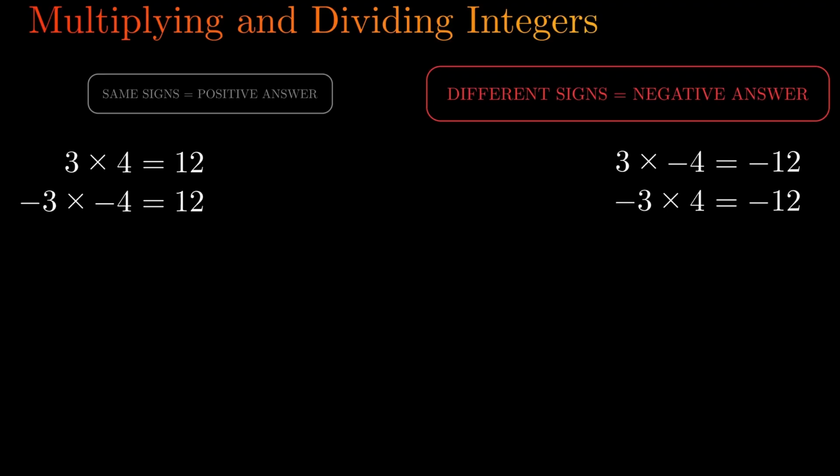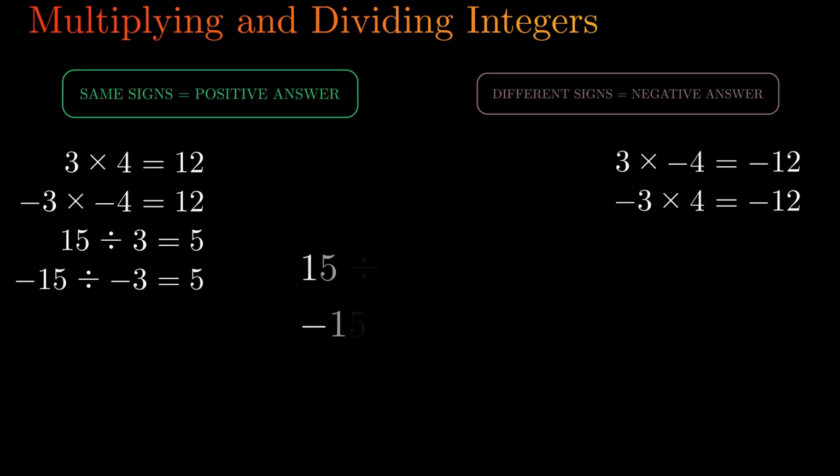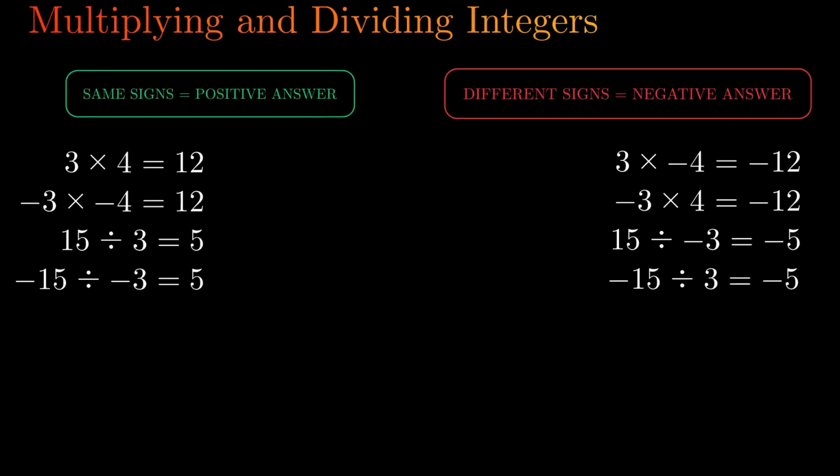And the best part? These exact same rules apply to division. Let's prove it. Same signs, positive answer. See, the signs are the same, so the answer is positive 5. Now, different signs, negative answer. The signs are different, so the answer is negative 5. So when you're multiplying or dividing integers, just follow 2 steps. Same signs, positive answer. Different signs, negative answer.